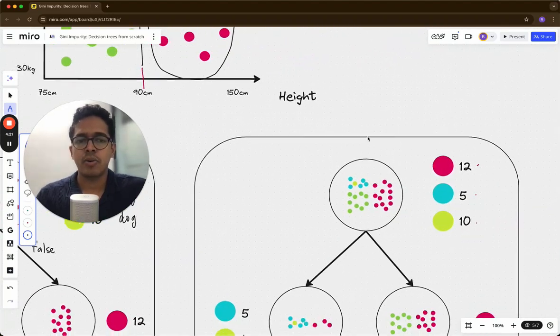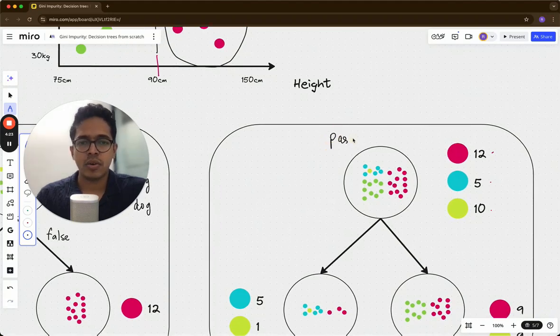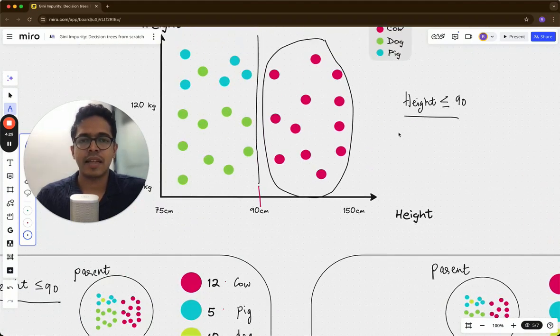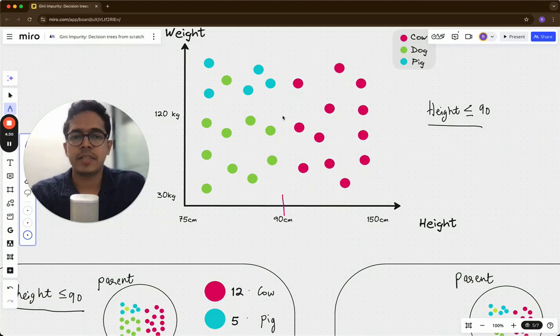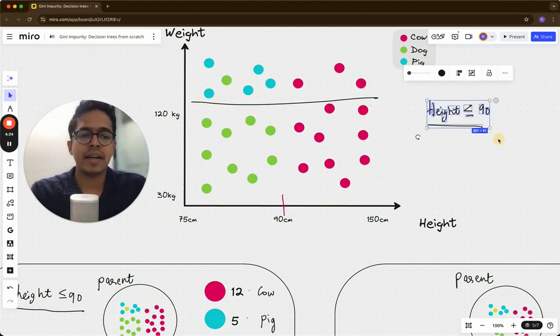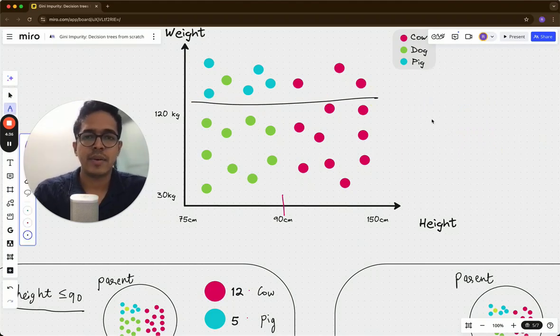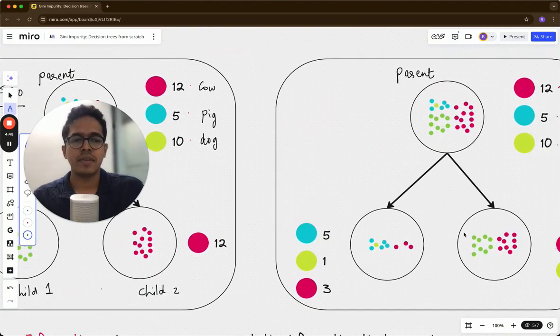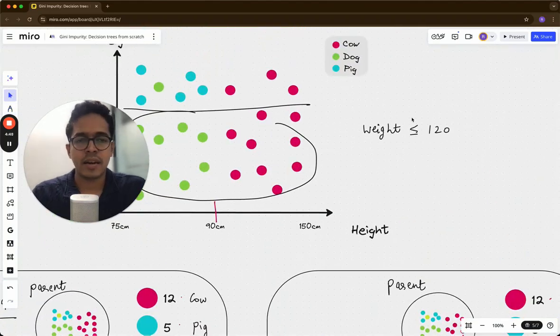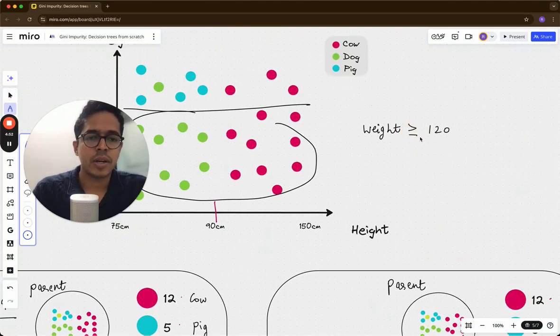Or how about this? Same parent node, which is the root node consisting of 27 animals. Instead of splitting like this, let me delete these two. What if we split like this? What if, instead of height, we say weight less than or equal to, say, 120? If we do that, then all these points will go into the true branch, which is this. In fact, here the condition should be weight greater than or equal to 120. So let me write it that way: weight greater than or equal to 120.